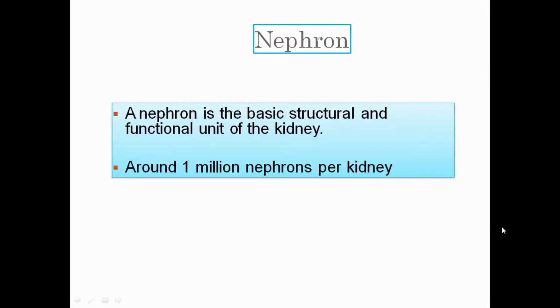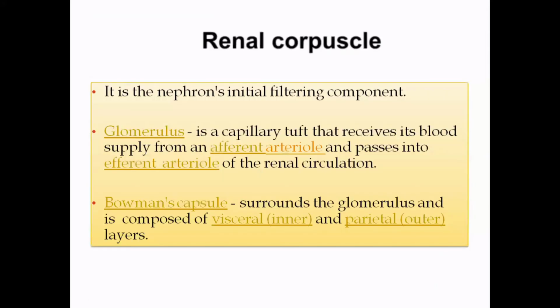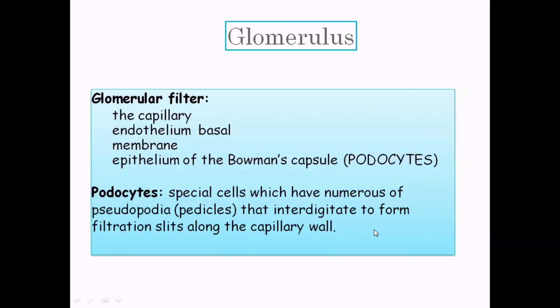So nephron, I think we have already talked about this one. The parts of the nephron. This is just a revision. So what are these? Glomerulus, proximal tubule, loop of Henle, distal tubule and collecting duct. Renal corpuscle is the nephron's initial filtering component. It is composed of the glomerulus, efferent arteriole, and Bowman's capsule. So it's the same old teaching.